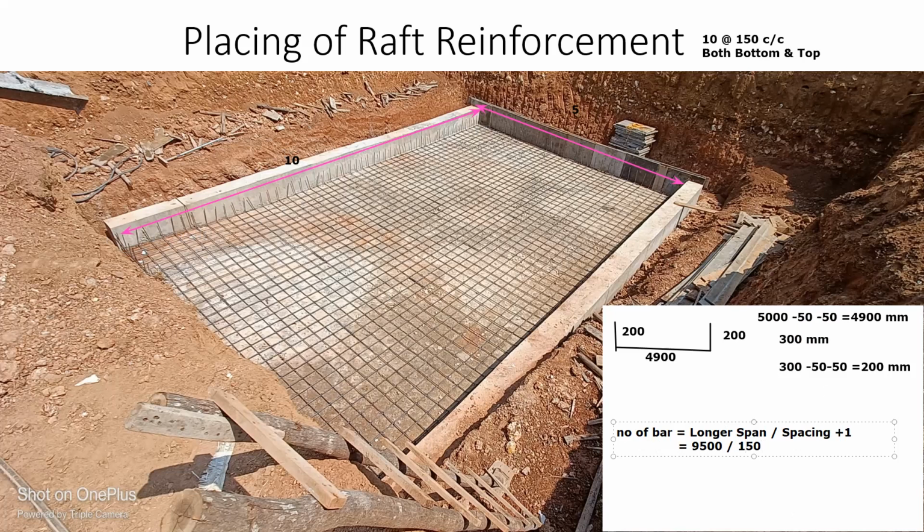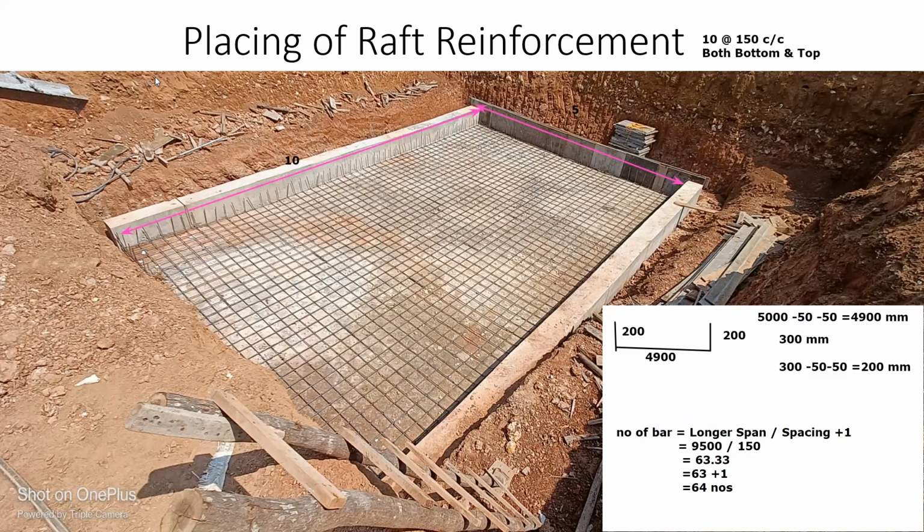So if I do it manually, let me see what answer I'm getting. 9,500 divided by 150. I'm getting 63.33. 63.33 can be written as 63 only because it is not beyond 0.5. So 63. And since it is spacing we have got, to get the number of bars we have to add one extra. So it comes out to be 64 bars. So practically, this is our calculation: they have put 64 bars along the shorter direction.